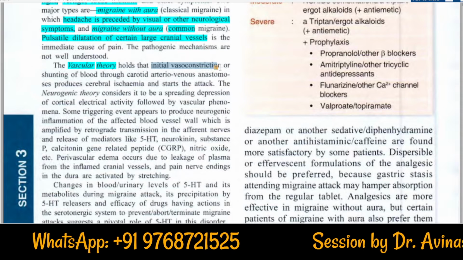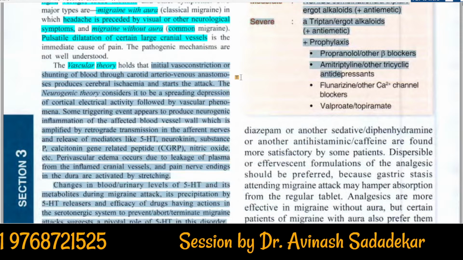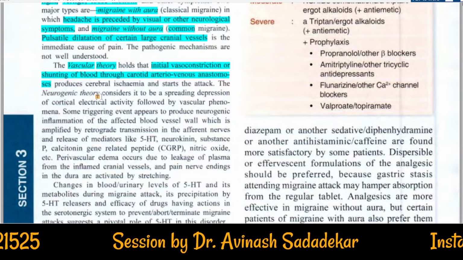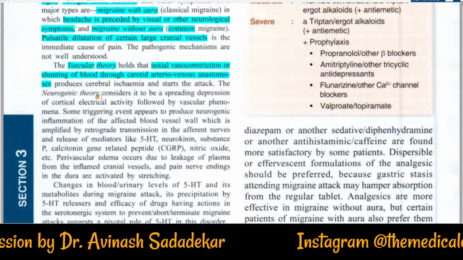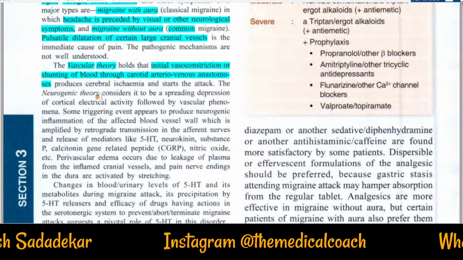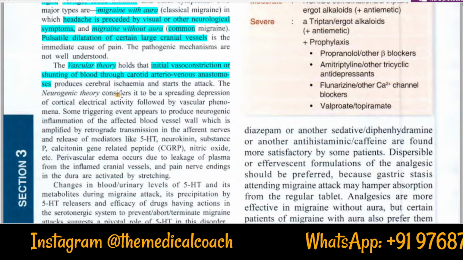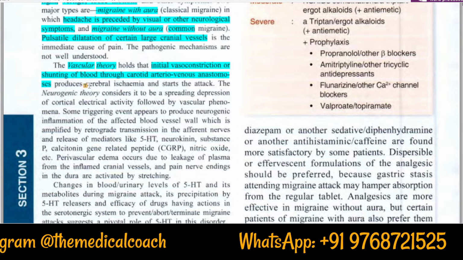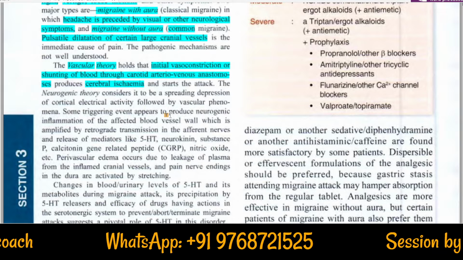There is initial vasoconstriction or shunting of blood through the carotid arteriovenous anastomosis. So what happens is either there is vasoconstriction because of some reason which we don't know, or the blood from the carotid arterial system directly jumps to the venous system. So the brain does not get enough oxygen. There is cerebral ischemia and that starts the attack. This is one theory that we have.